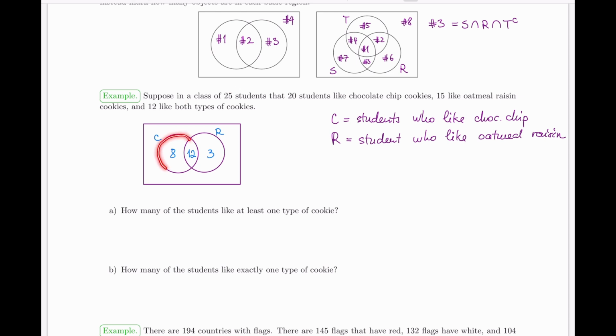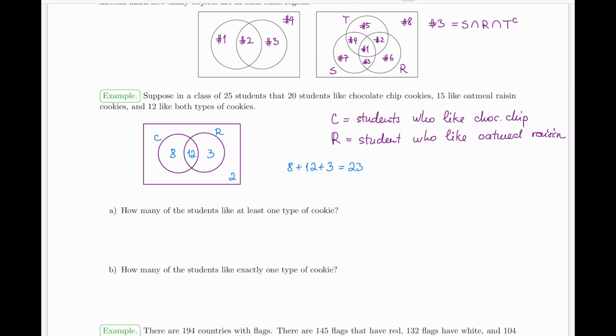Let's take a look at what I have so far. So far I have students who like chocolate chip or oatmeal raisin, and I have 8 plus 12 plus 3 of them. So let's note that down. 8 plus 12 plus 3 is 23. I have 25 students altogether, which means that 2 are unaccounted for, which means that they live out here in the universe and do not like either chocolate chip or oatmeal raisin cookies.